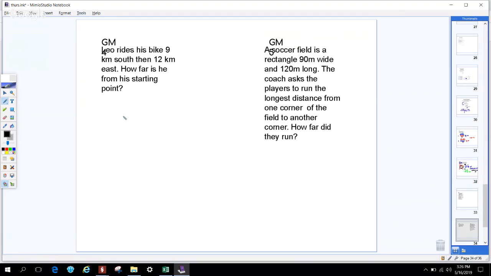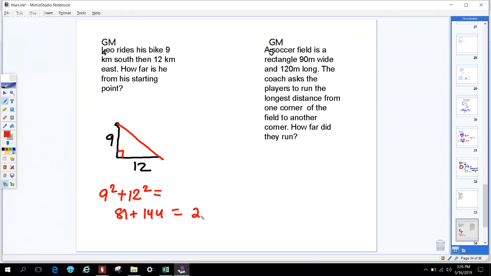Leo rides his bike 6 kilometers south. So pick a point. South is down. Oh, 9 kilometers south. 12 kilometers east. How far is he from his starting point? Who can help? What am I going to do? Pythag. Yep. 9 squared plus 12 squared. 81, 144. Oh, 225. How cool is that? 15.